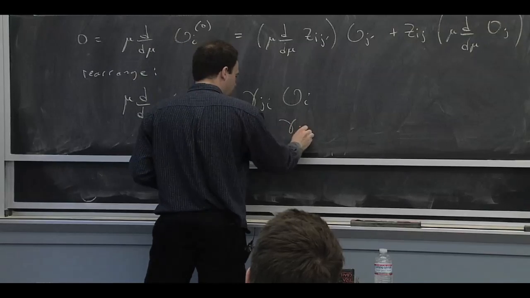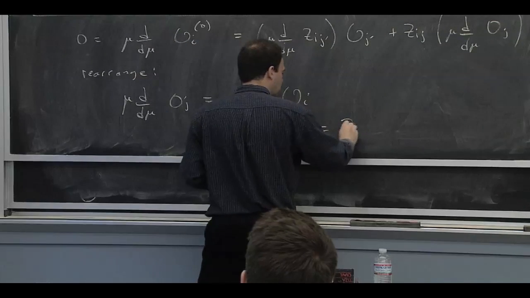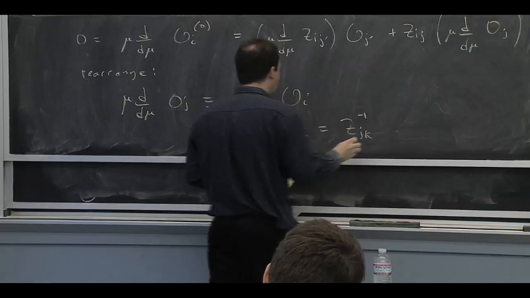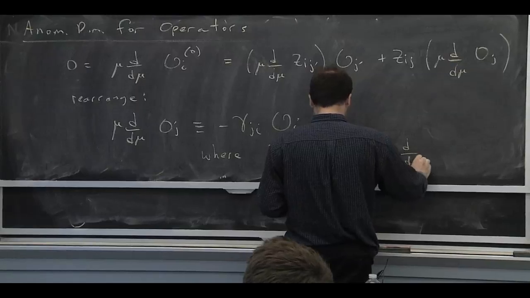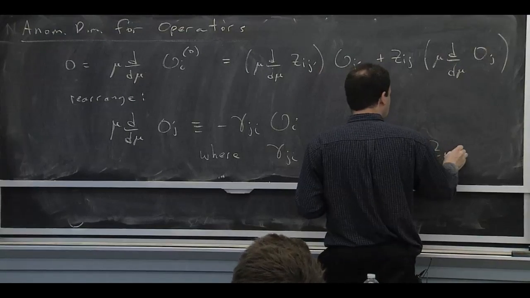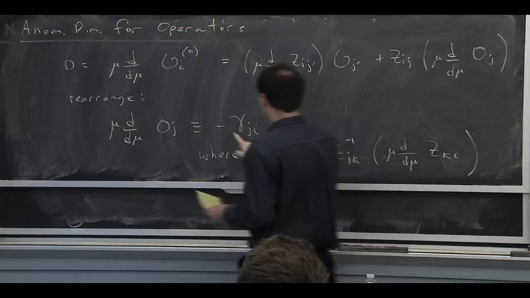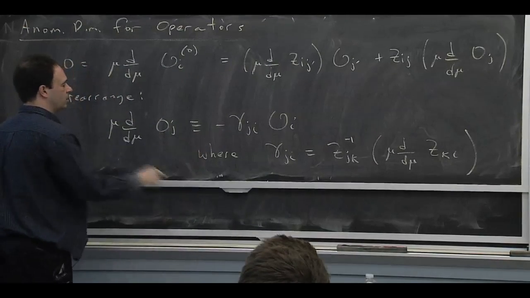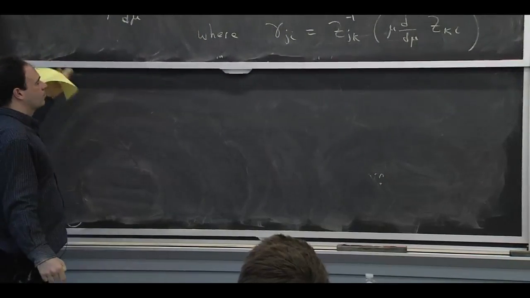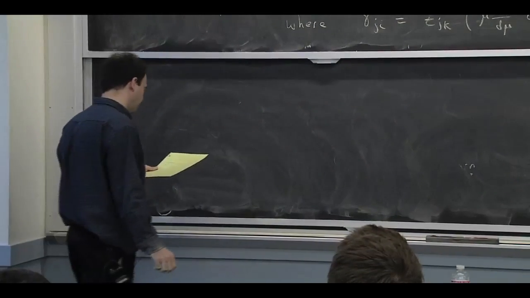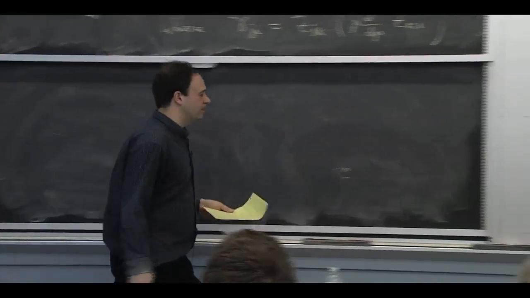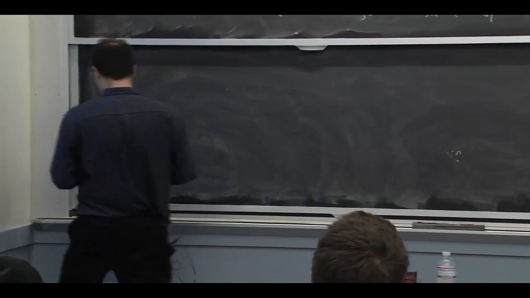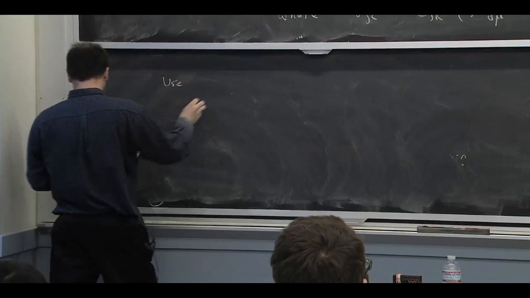So gamma ji is all the other stuff, which is zjk inverse, and I put the explicit minus sign here, so there's no minus sign in that equation. So the anomalous dimension is determined by the z factors. And we determine the z factors, so we can stick this equation into that equation and get the anomalous dimension.